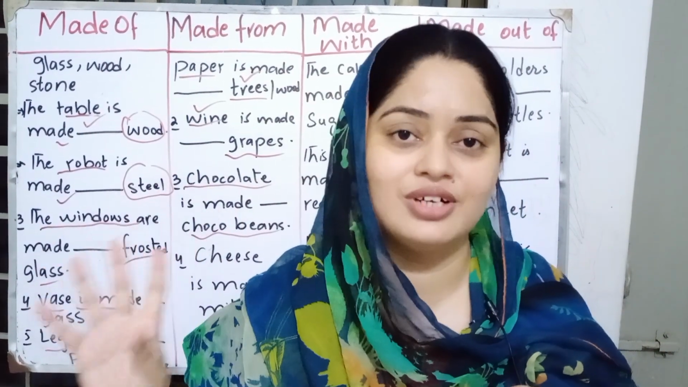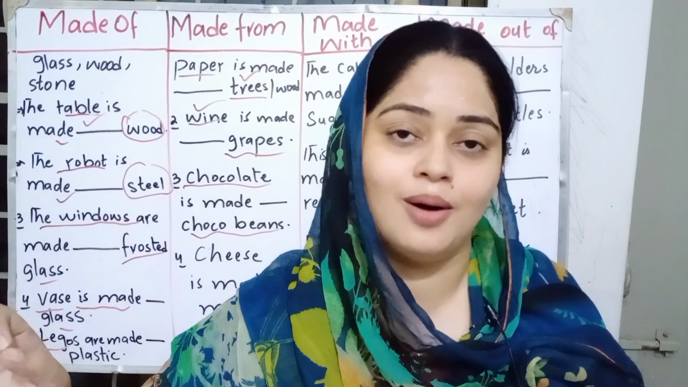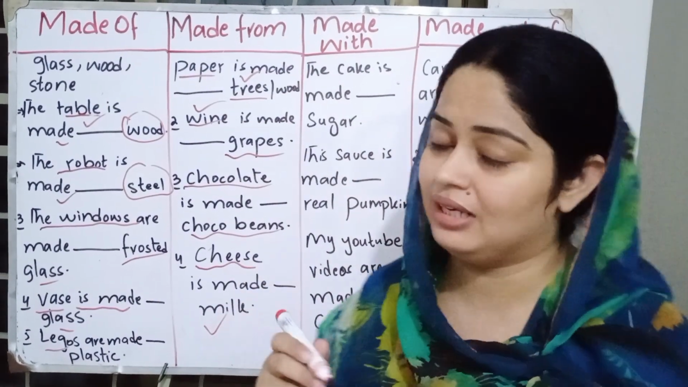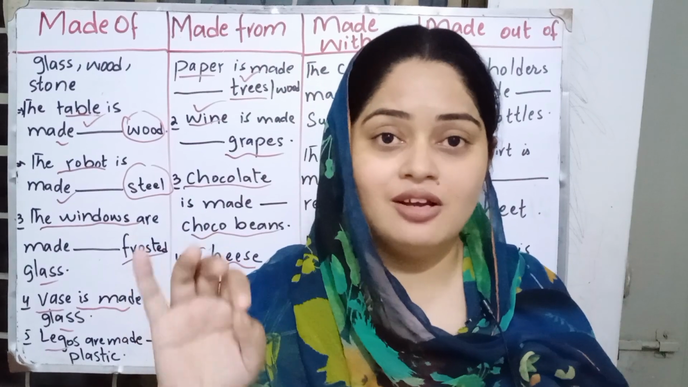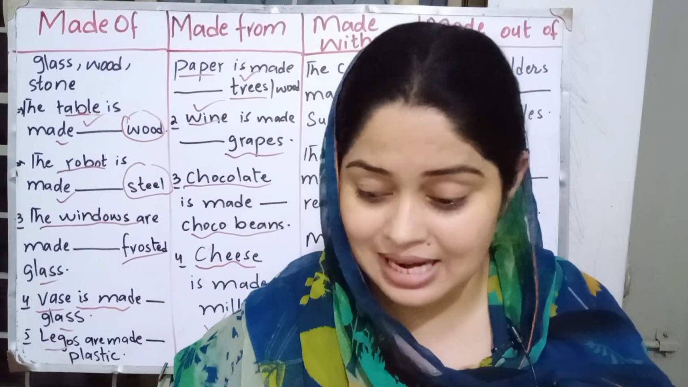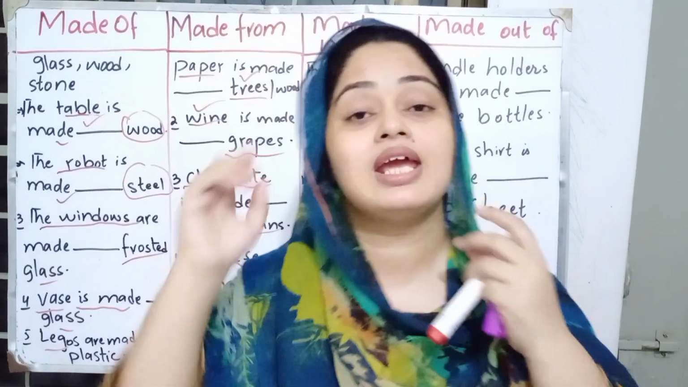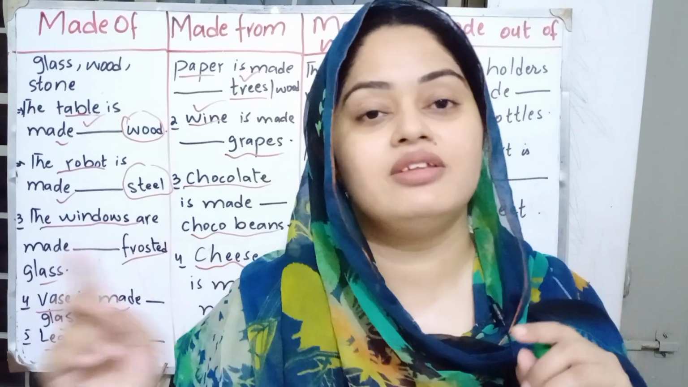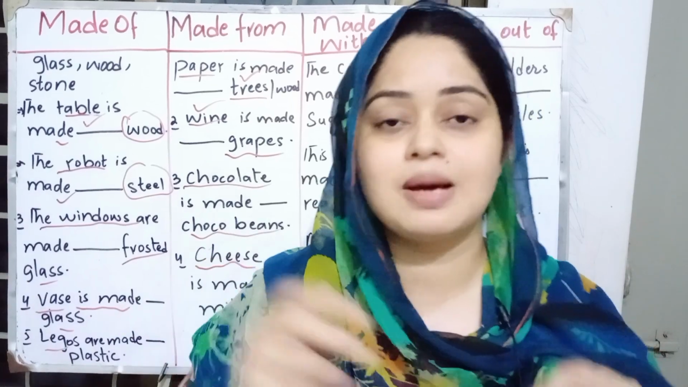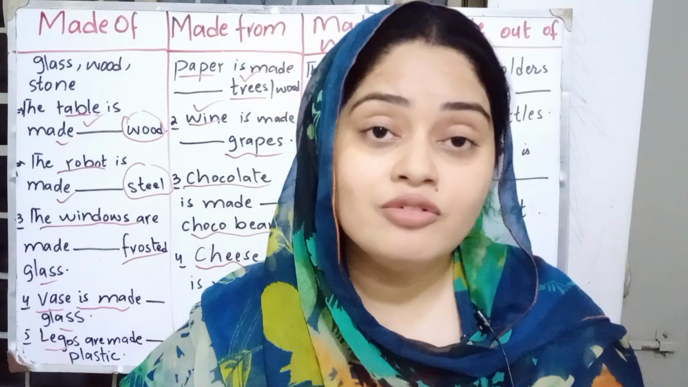So we use the phrasal verb made from. Chocolate is made from cocoa beans. Next, cheese is made from milk. Again, we cannot get back milk from the cheese, and we cannot recognize that this cheese is made from milk. So when we cannot recognize the original material, and we cannot get back the original material, we use the preposition from with made.